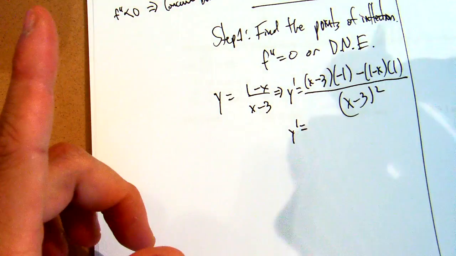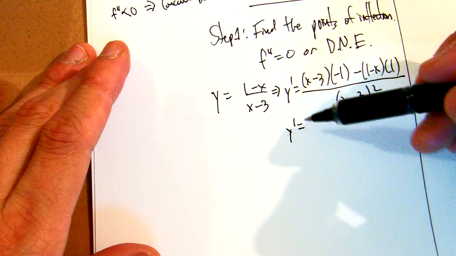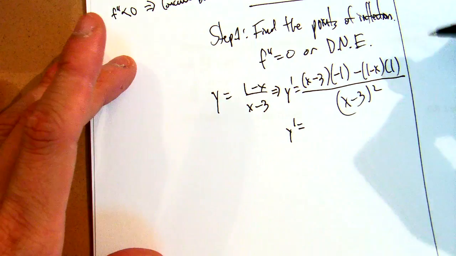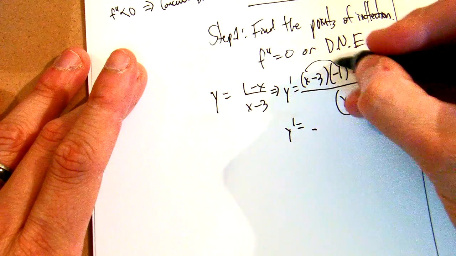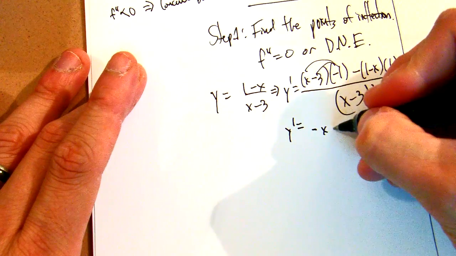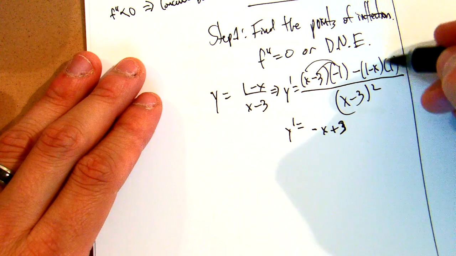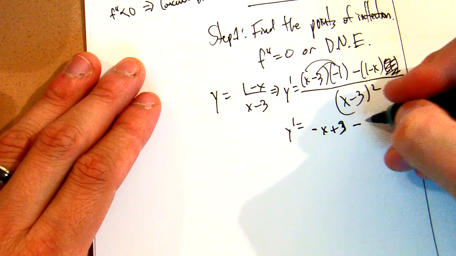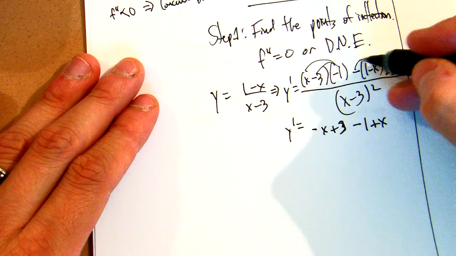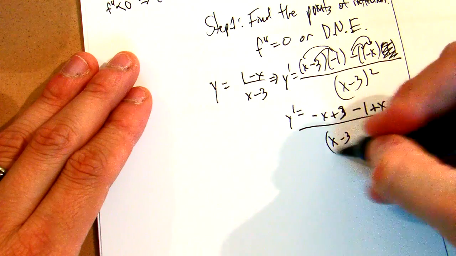So then we get y prime. I'm going to simplify. Remember, sometimes you want to simplify, sometimes you don't. Because I'm going to take the derivative again, you want to clean this up because it just looks really ugly right now. So we're going to get, distributing this, negative x plus 3, right? And then 1 times anything is anything, so this doesn't change. I'm going to distribute the negative. Minus 1 plus x here. I distributed my negative here. All over x minus 3, the quantity squared.